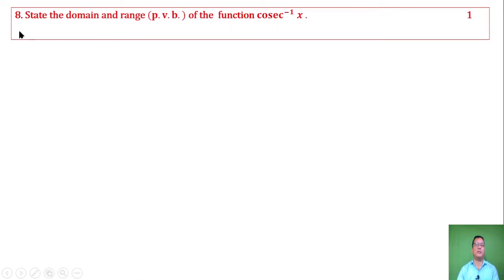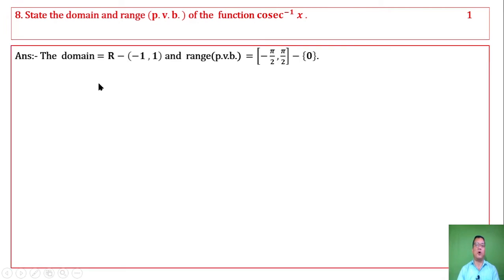Question number 8. State the domain and the range principal value branch of the function cosec inverse x. The domain is R minus open interval minus 1, 1, and the range principal value branch is closed interval minus pi by 2 to pi by 2 minus the set consisting of 0 only.